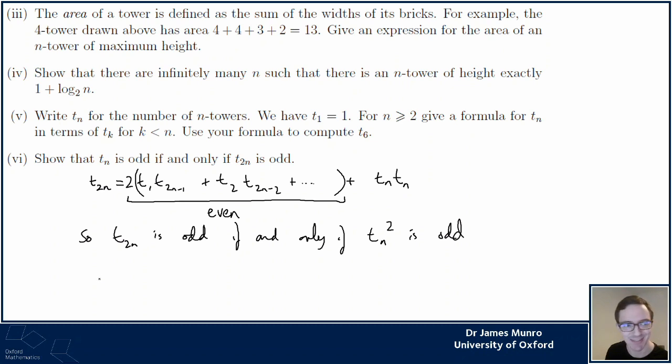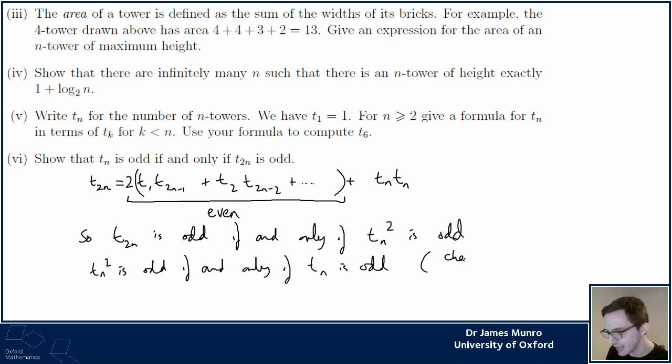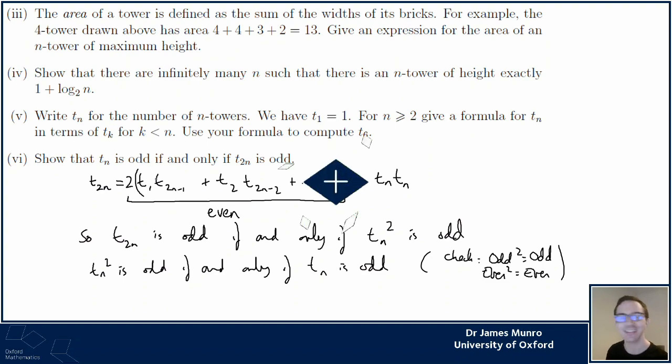Final part of the argument, I suppose, is that Tn squared is odd if and only if Tn is odd. I need to check here. Odd squared is odd. Odd times odd is odd. Even squared is even. Even times even is even. So Tn squared is really only odd if Tn is odd. And it is odd if Tn is odd. Right, okay. So putting all that together, I've got T2n is odd if and only if Tn is odd, which is what I'm asked for. Hooray! That's the end of question 5.